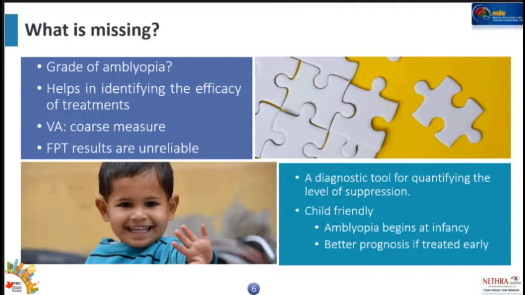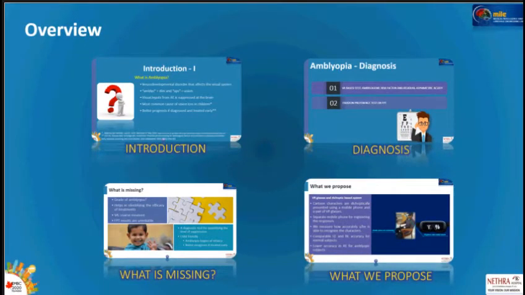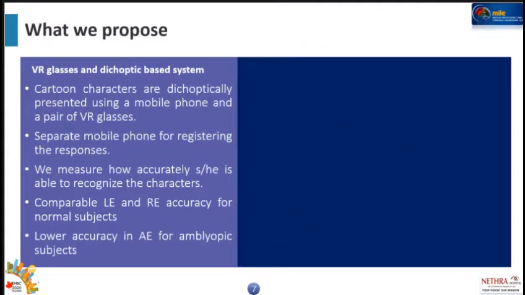So, we need a diagnostic tool that can quantify the level of suppression or the grade of amblyopia. In addition, it would be great if the tool is child friendly because amblyopia is more common in children and, as we have seen, there is better prognosis if amblyopia is treated early. Let's get into details of the proposed method and see how it addresses these limitations.